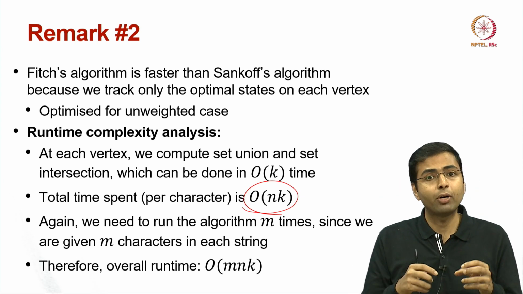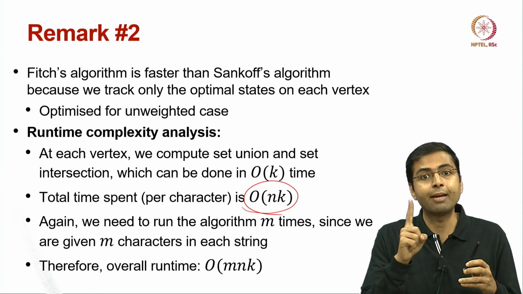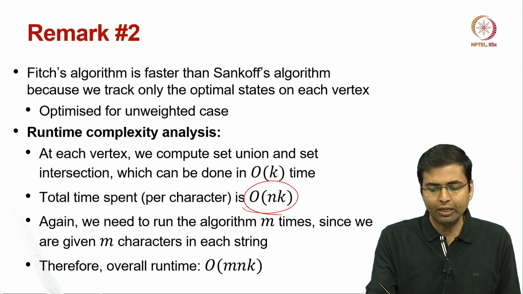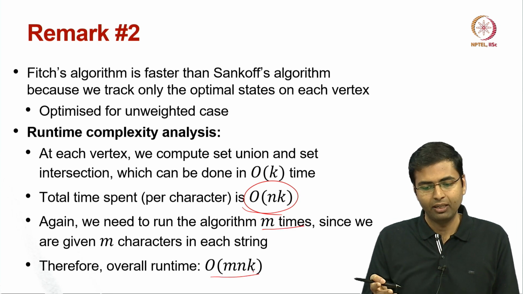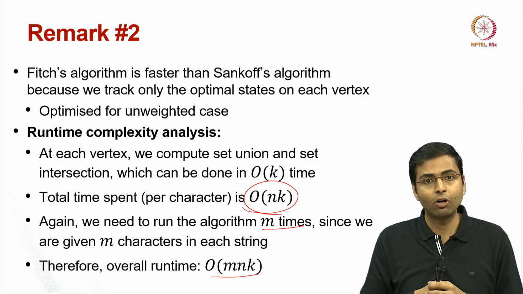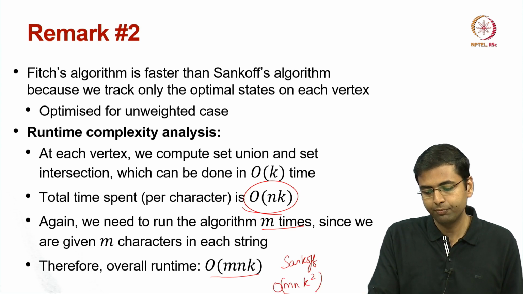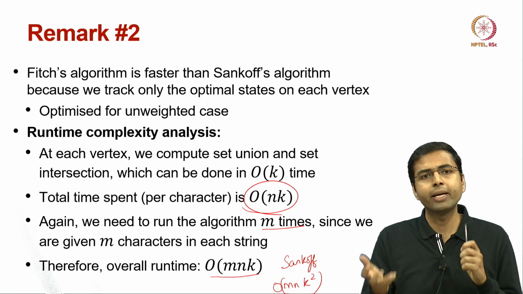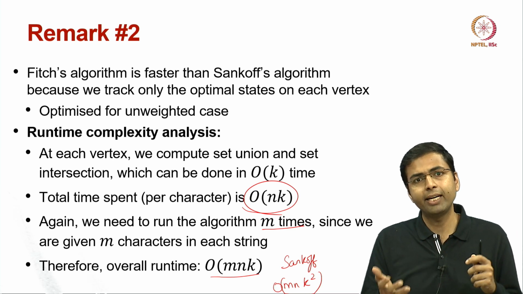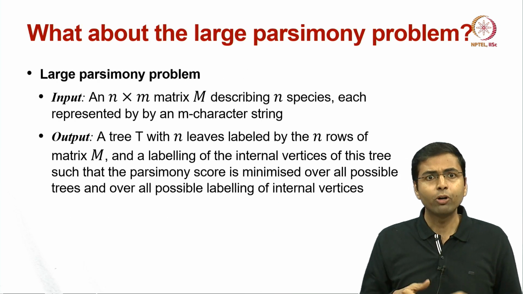But again, we have to run this algorithm m times, because remember that we were running this algorithm one character at a time. So the total time will be m times n times k, which makes it faster than Sankoff's algorithm, because Sankoff's algorithm was using m n k squared time. So, we can say that Fitch's algorithm is sort of mimicking Sankoff's algorithm, but it is optimized well for the unweighted case. What about the large parsimony problem?